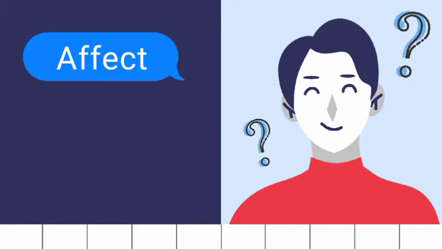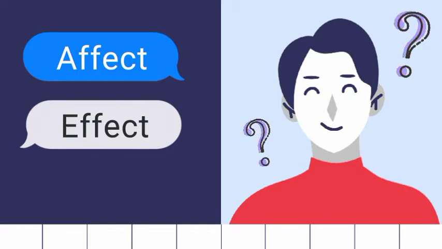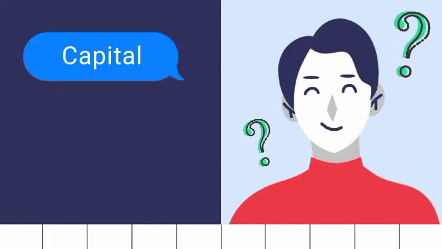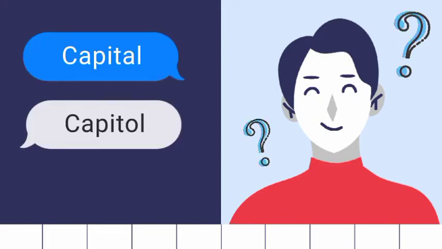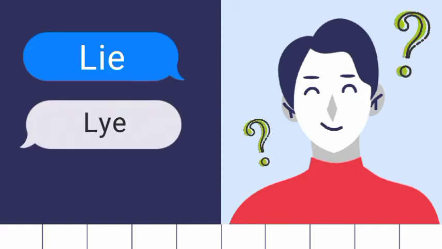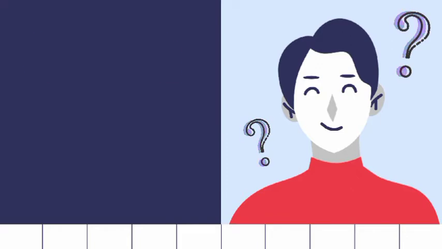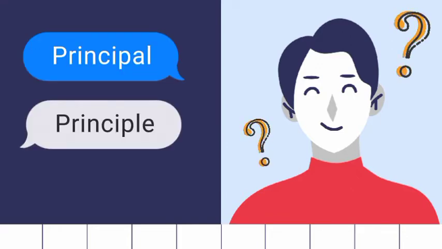Affect, effect. Affect means to have an influence on, while effect means a result. Capital, capital. Capital means seat of government, and capital means a building. Lie and lie. Lie means recline and lye used in making soap. Principal and principle. Principal is the head of the school, and principle is a truth, law, rule, or standard.